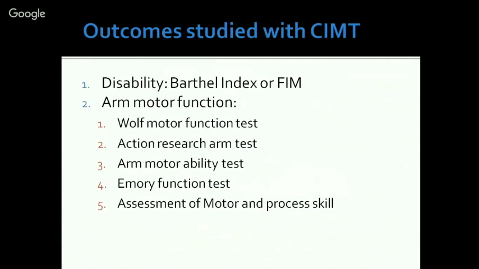Disability, they have tested using the Barthel index or FIM, where, as you all know, it looks into the level of independence a patient can gain after a particular intervention in their activities of daily living. Arm motor function predominantly looks into the ability of the person to lift small objects and keep them. And these are tested using multiple methods like Wolf Motor Function Test, Action Research Arm Test, etc.